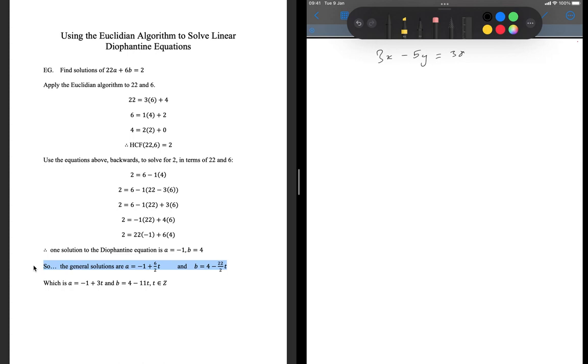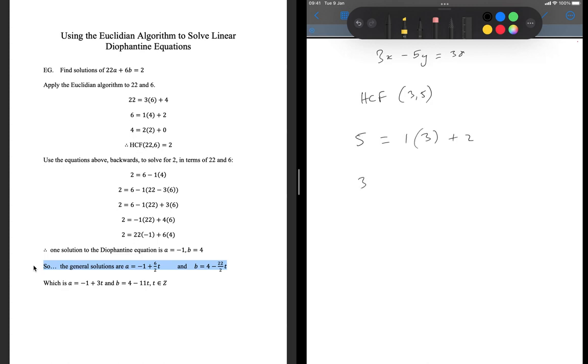So the first step, we want to find the highest common factor of 3 and 5. Now, again, you should be able to look at that and say the highest common factor is 1. We know that. They're both prime. However, we're going to use the Euclidean algorithm. So take the highest one and write it in terms of the smaller one. So that's 1 times 3 plus 2.